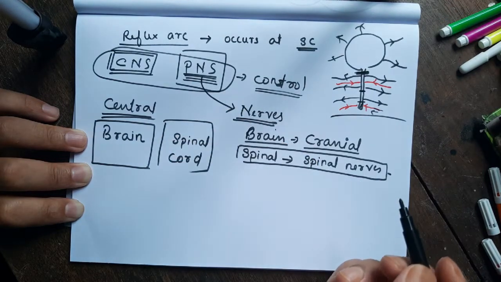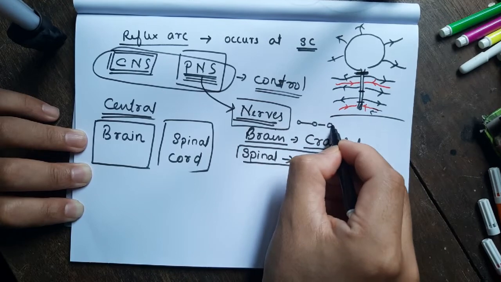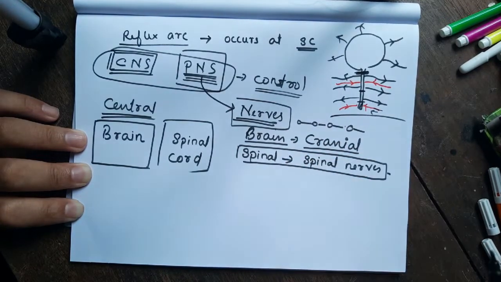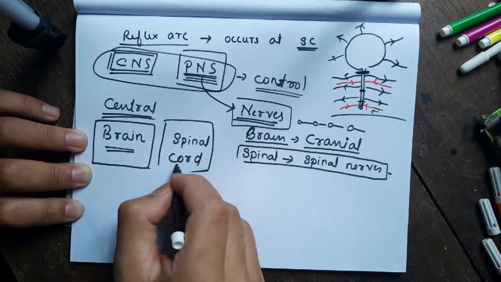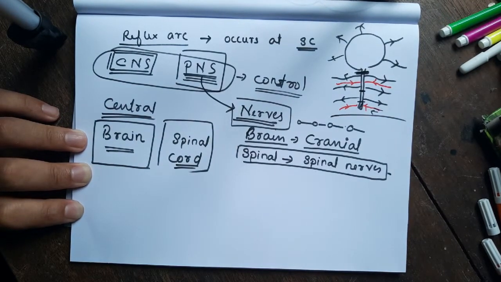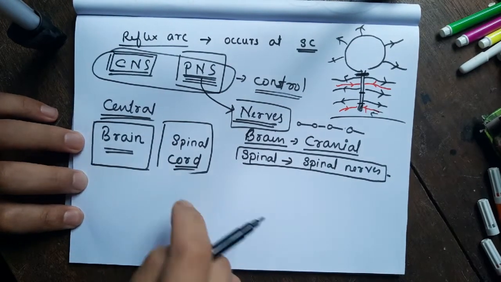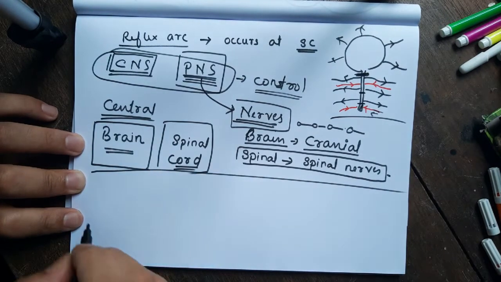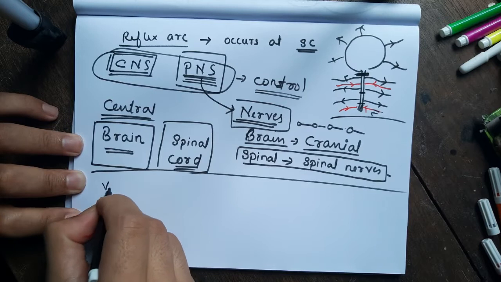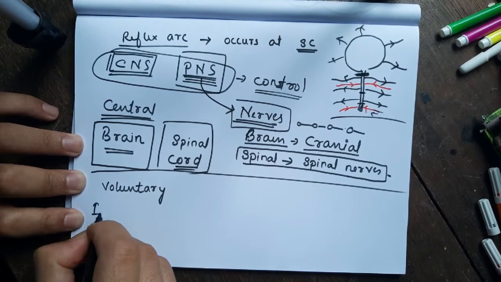The PNS, or peripheral nervous system, is made up of nerves. Nerves are simple connections. They are responsible for carrying the information and helping the central nervous system, which is made up of the brain and spinal cord, in control and coordination. Now, the spinal cord, we already learned, is responsible for controlling the reflex action. So before going into details, let us see two more things called voluntary and involuntary.